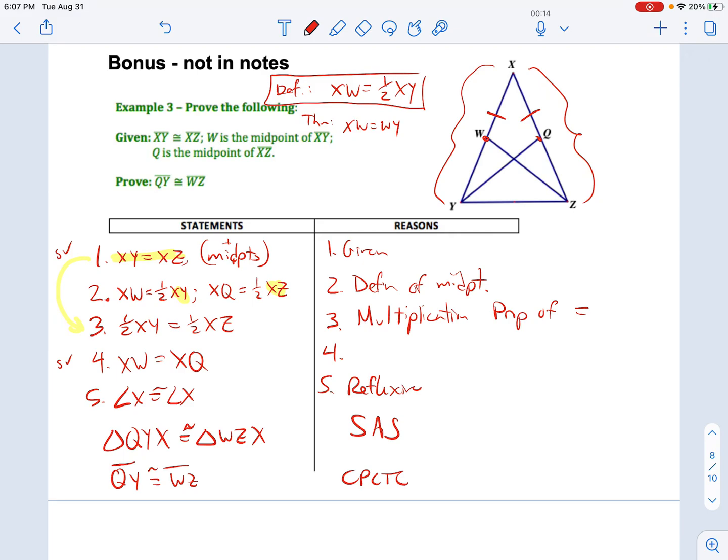Okay, I never said why step 4 was congruent. Step 4, that's for 5. Step 4, yeah, it was this little train. XW is congruent from step 2. XW is congruent to half of XY. Half of XY is congruent to half of XZ. Half of XZ is congruent to XQ. So they're all congruent to each other. We call that transitive. Then I have a reflexive step that completes SAS and I'm done.